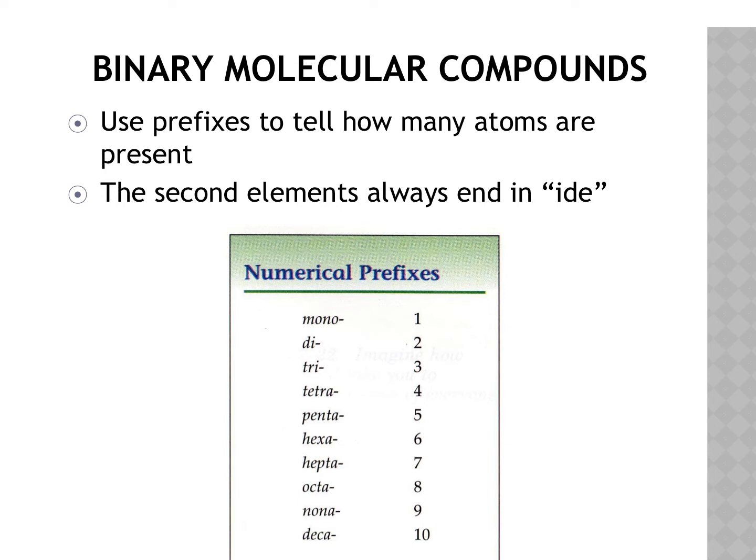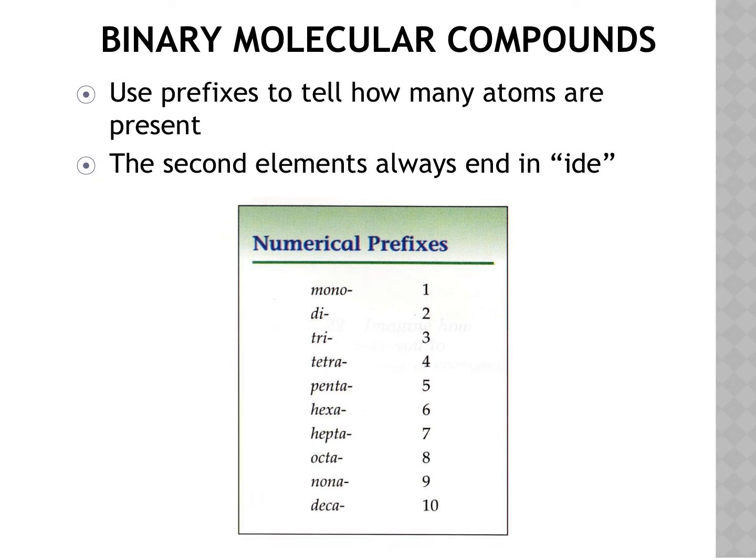When naming molecular compounds, we use prefixes to tell how many atoms are present. Down here are the prefixes for 1 through 10. 1 is mono, 2 is di, 3 is tri, 4 is tetra, 5 is penta, 6 is hexa, 7 is hepta, 8 is octa, 9 is nona, and 10 is deca. And then the second element always ends in "ide", just like we were used to with those binary ionic compounds.